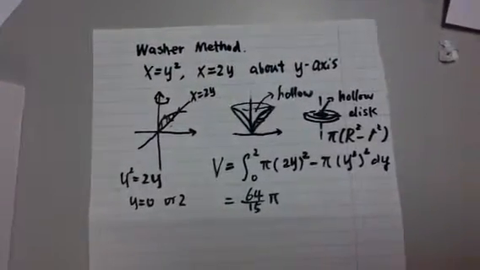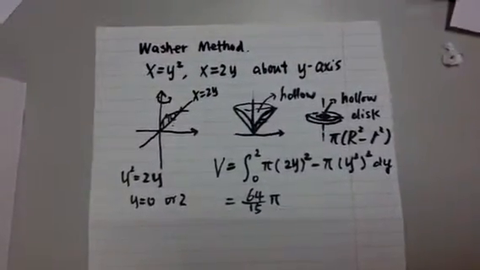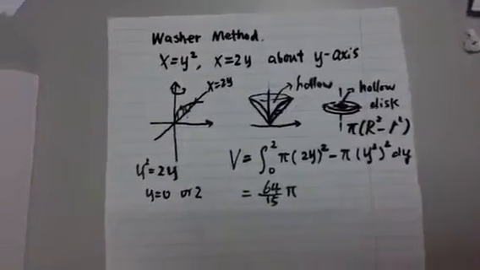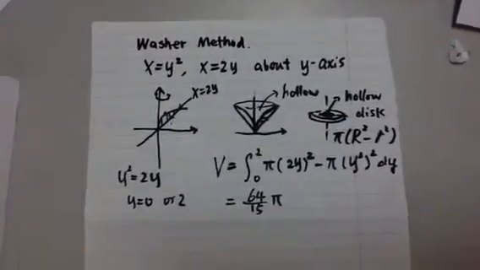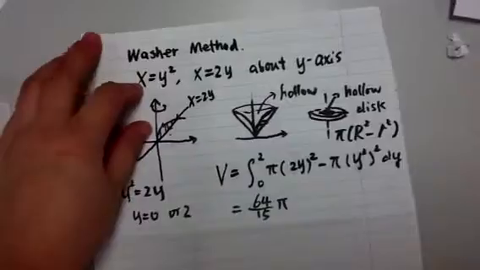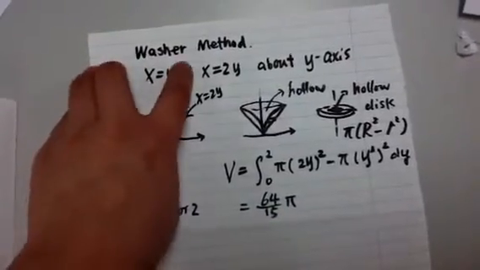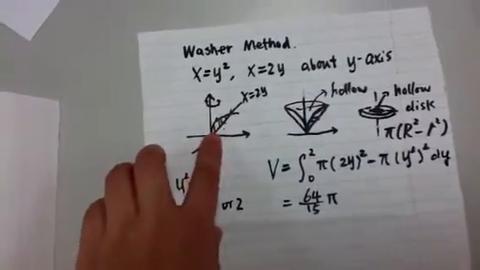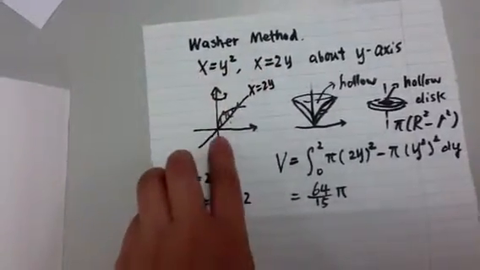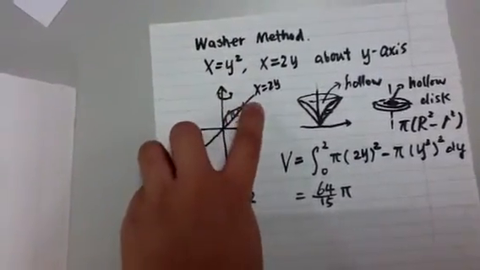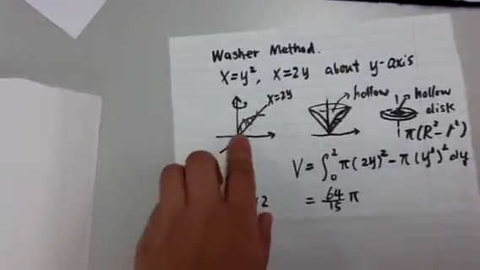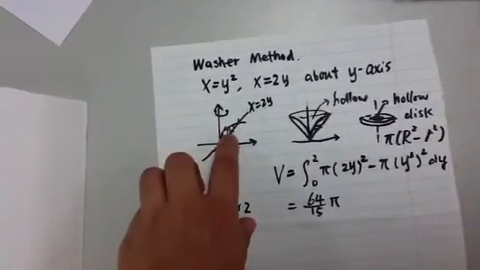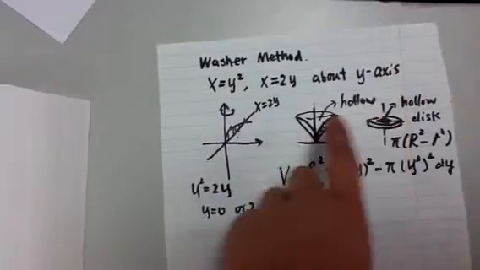Okay, in this video, I want to talk about the Washer method. So if a function is given x equals y squared, x equals 2y, so those two curves, something like this, and I'm about to rotate this region about the y-axis.